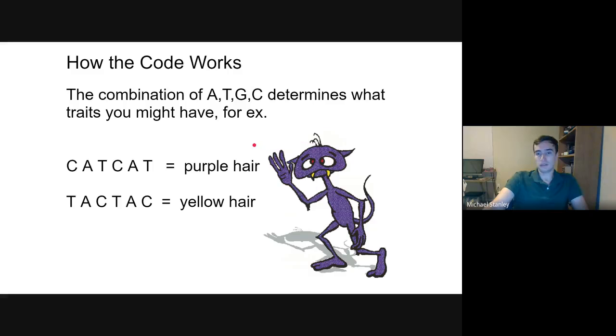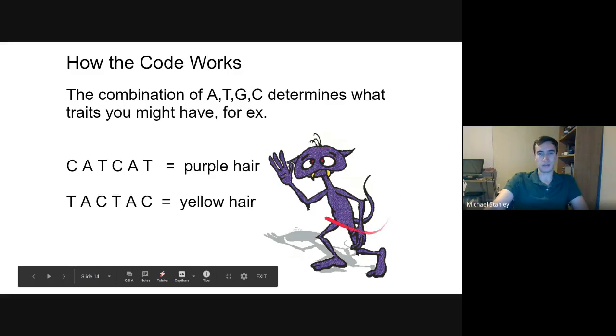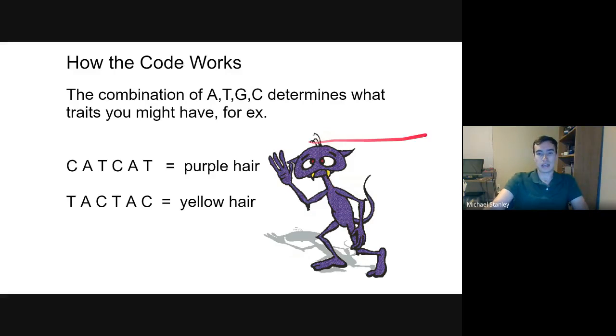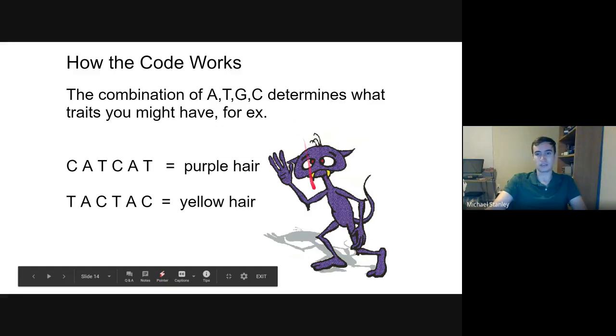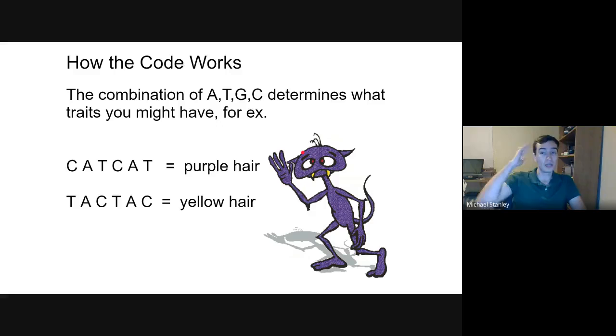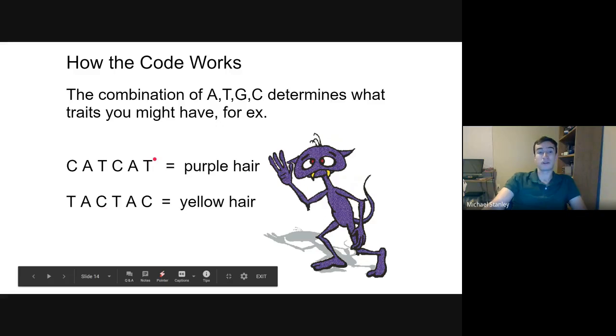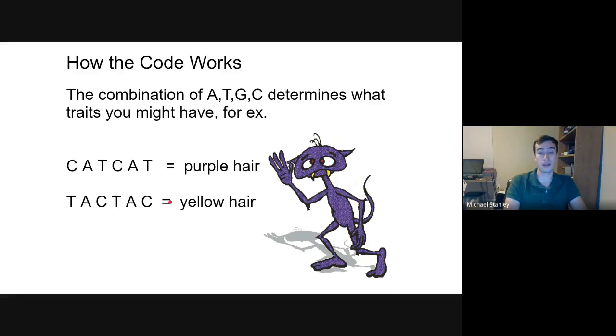So for example, if you have this weird alien type creature that has DNA in it, then maybe for some aliens, their hair color gene goes CAT. And if you have that gene in your DNA in your hair color section, you're going to end up with purple hair, like this guy does down here. However, maybe other creatures have a different DNA code in their hair gene segment. Maybe their code goes TAC. And if you have that code, then you have yellow hair.